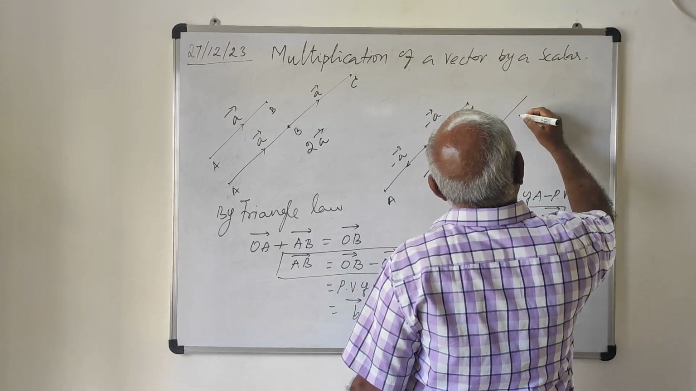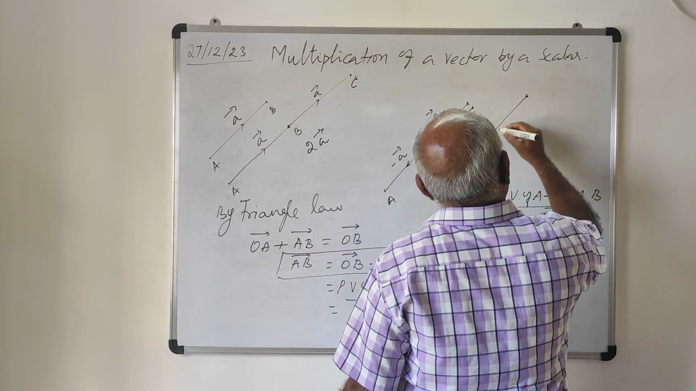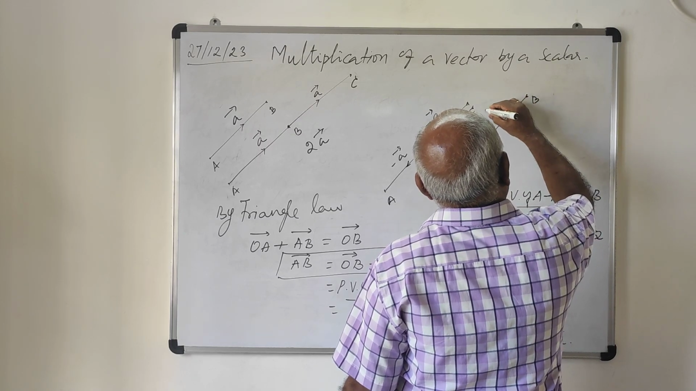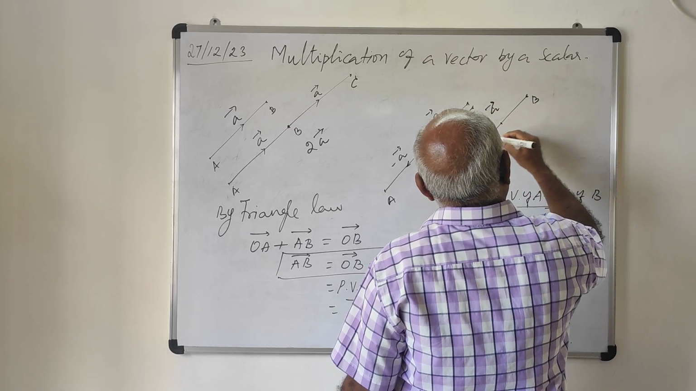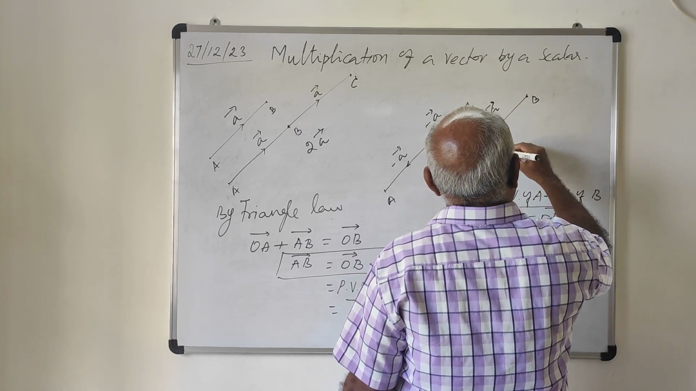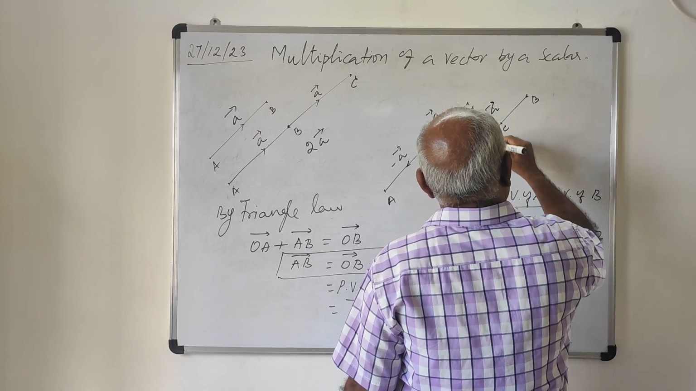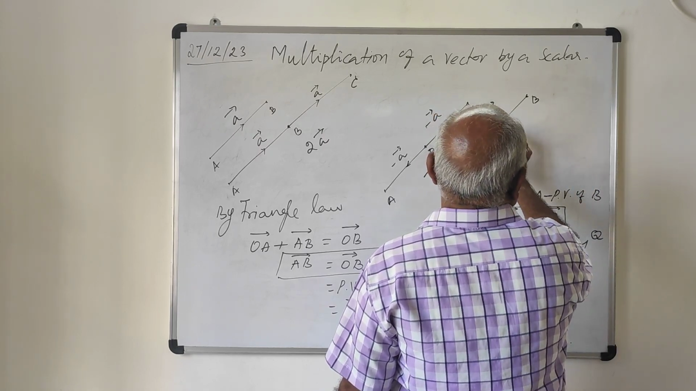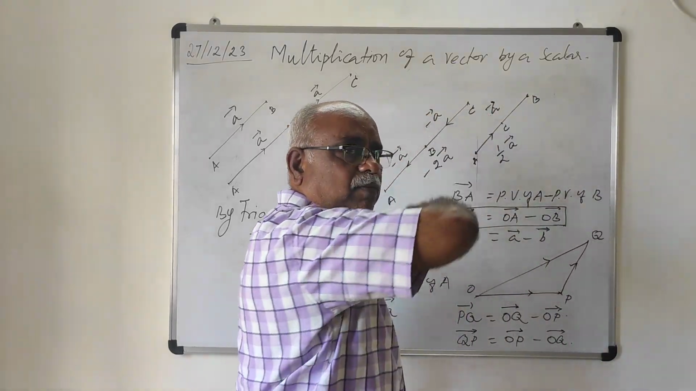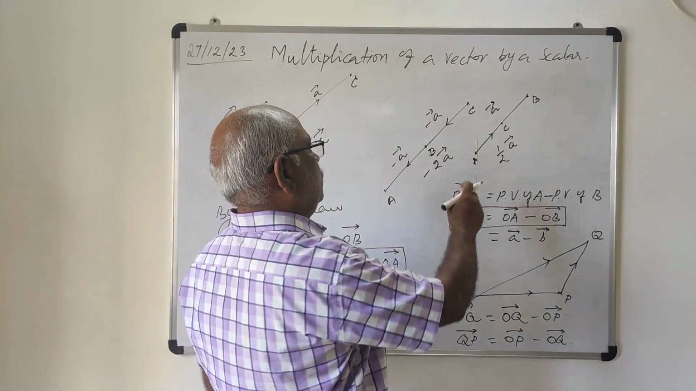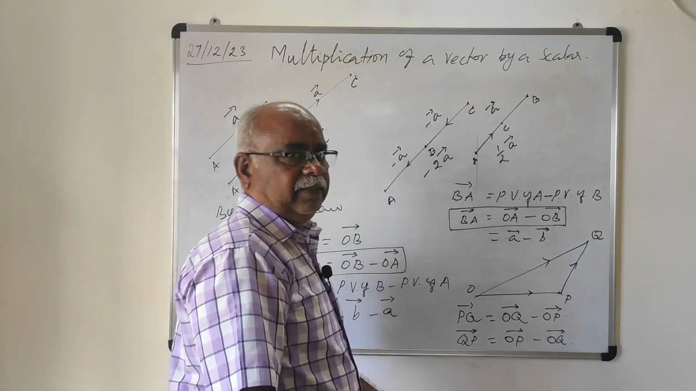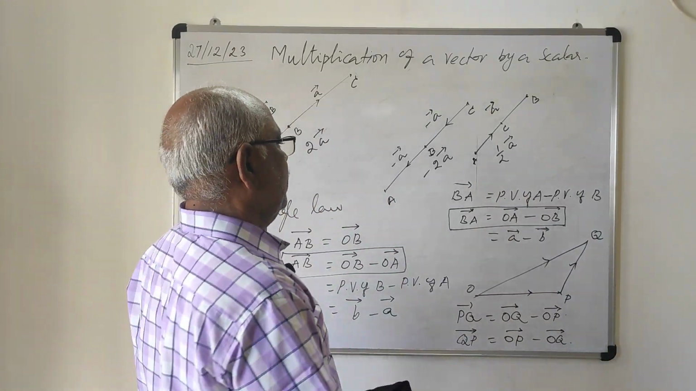Or suppose AB is vector a, and AC is another vector. It is called half of vector a. AC is half of vector a. Here also we are multiplying the vector by a scalar, one half of a. Suppose if you change the direction, it is minus half a. Like that, scalar multiplication is explained.